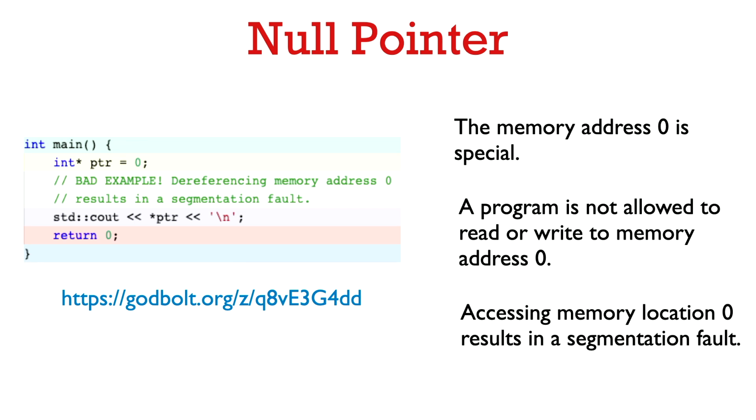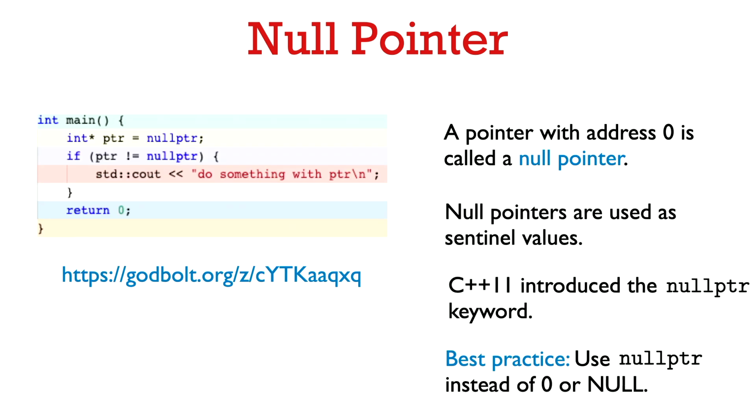These are common errors when you're working with pointers. They're really annoying, and they can be hard to track down. I'm sure in your programming assignments you're going to run into some segmentation faults. Despite these dangers, we do use pointers with address 0. Typically they're used as sentinel values to indicate when we've reached the end of something.